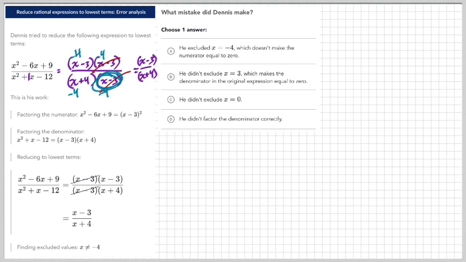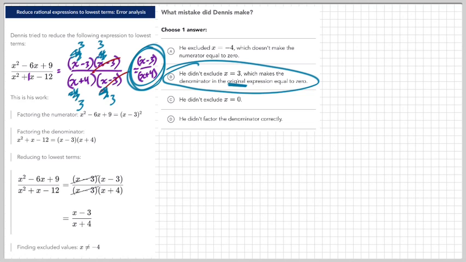Is there another value that we have to exclude? Yeah, look at this one. What would make this factor 0? A positive 3. If these were all 3s, same problem. So we have to say that 3 is excluded, and so is negative 4. So what did Dennis forget? He forgot the 3. He didn't exclude the 3, which makes the denominator in the original expression 0. That's huge. It's the original, not the simplified one. This is the simplified one, right? No. You have to consider the original expression. So the answer is B on this one.